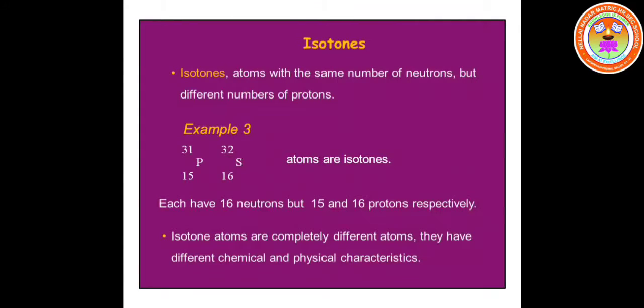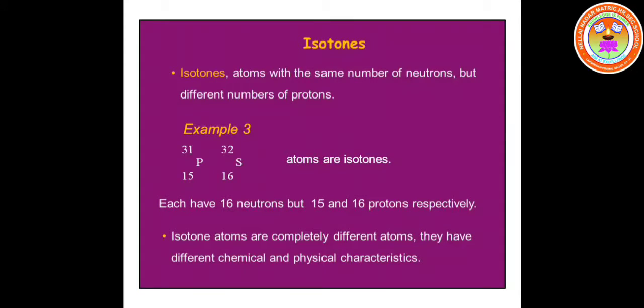We know that isotones are atoms of different elements with different atomic numbers and different mass numbers but with the same number of neutrons. Here is an example for isotones, phosphorus 31 and sulfur 32. These two elements have different atomic numbers and different mass numbers, but they have the same number of neutrons in them.